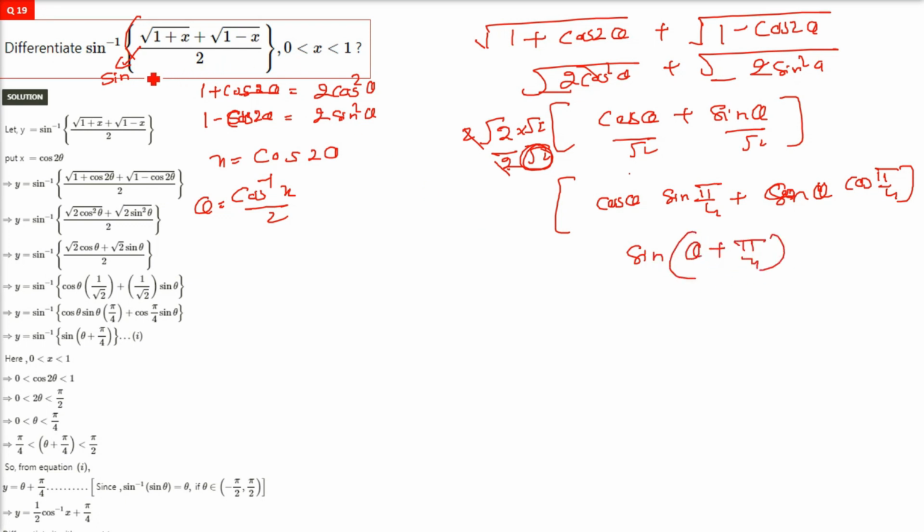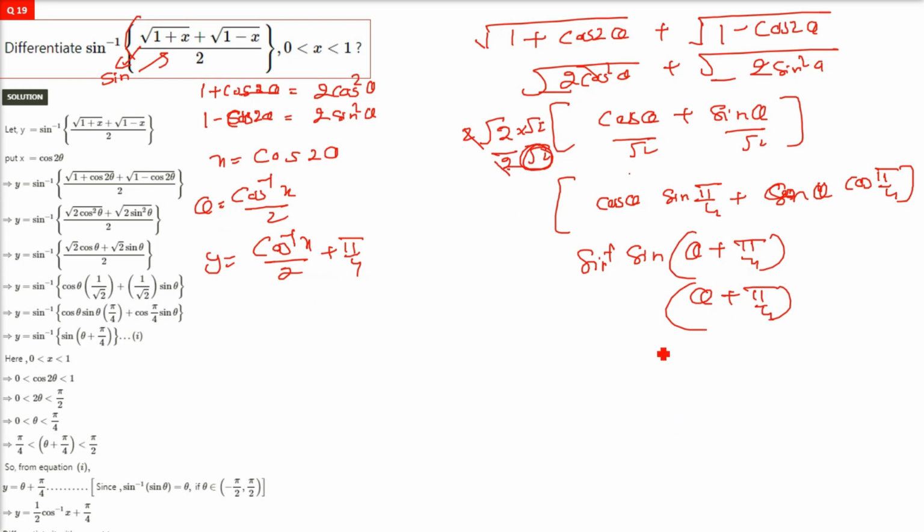And since this is the inside one, the outside one is sine inverse. So use sine inverse: sine inverse of sine of theta plus pi by 4. So theta plus pi by 4, sine inverse gets cancelled. Theta plus pi by 4, cos inverse x by 2 plus pi by 4 it will be, because theta I already told you what is there. You have to differentiate this, y equals cos inverse x by 2 plus pi by 4.